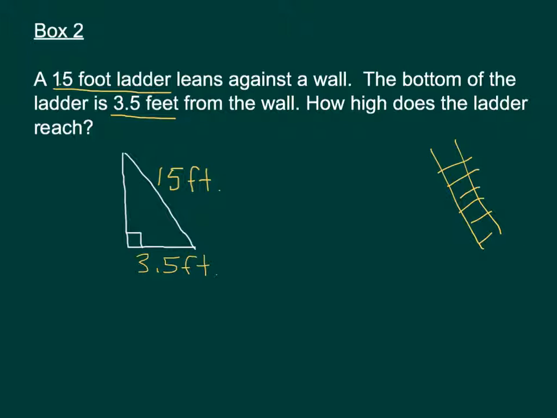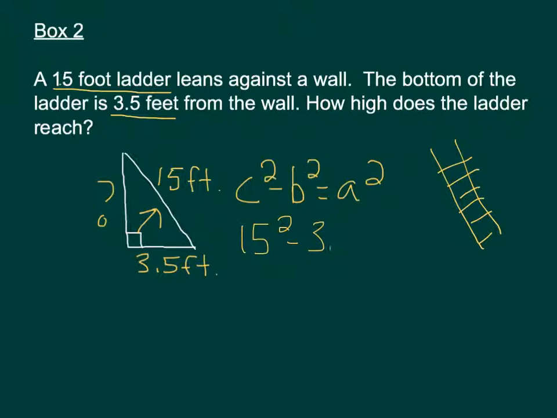Now let's look at this problem. We draw a little arrow. It's pointing out a hypotenuse, so we must be missing a leg. So let's use one of our equations to solve, looking for a leg. We're going to do c squared minus b squared equals a squared. Now we'll write 15 squared minus 3.5 squared equals a squared.